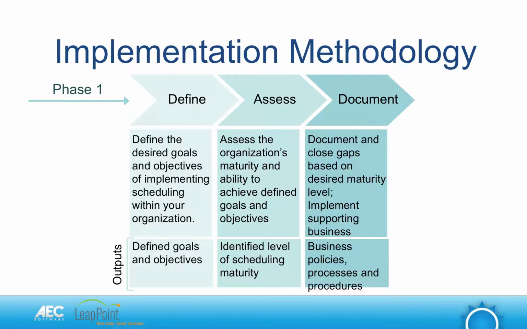In phase 1, we break it up into 3 activities: define, assess, and document. Define starts with defining your desired goals and objectives of implementing scheduling within your organization. Why do you want to implement scheduling? Think about it and document it so that you can work towards achieving those strategic goals and objectives. Then assess your organization. Determine your maturity in relation to those goals and objectives that you'd like to achieve. And then lastly, document the gaps between where you want to go and where you are today, and then work to close those gaps and put in the supporting business processes, policies, and procedures to help you along the way.